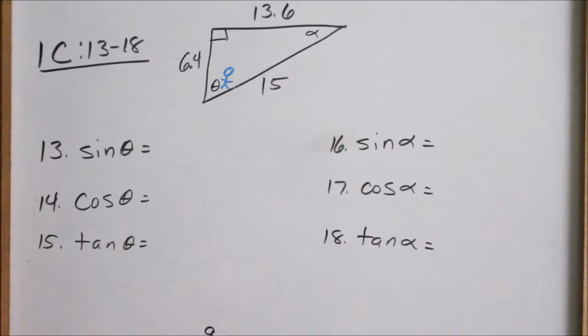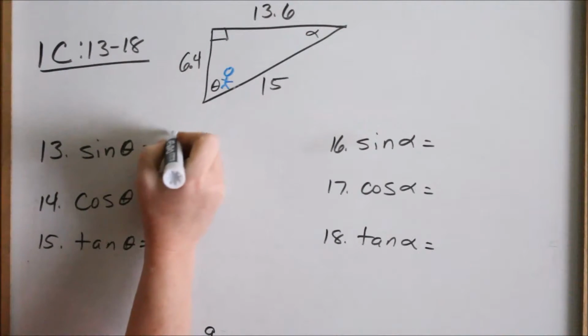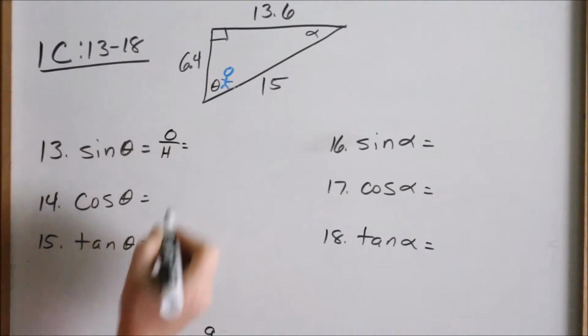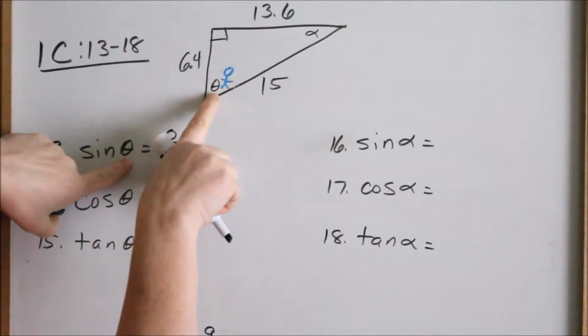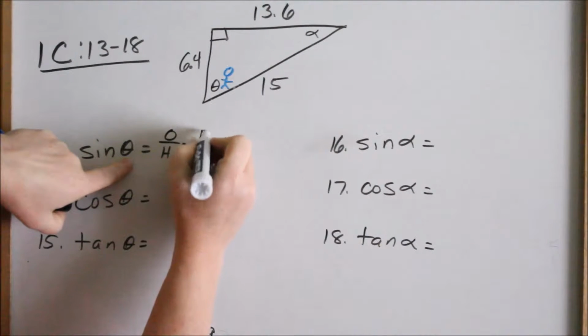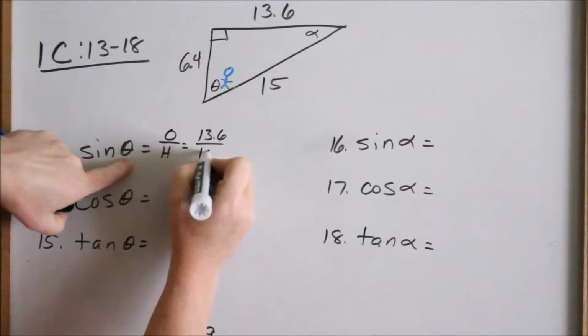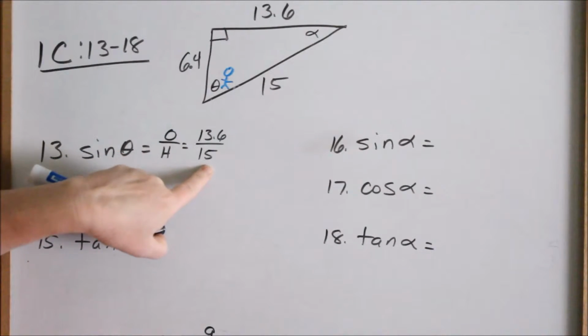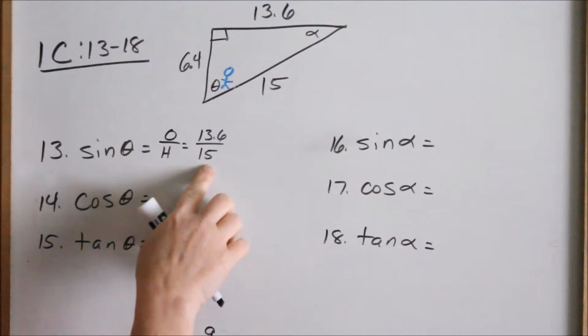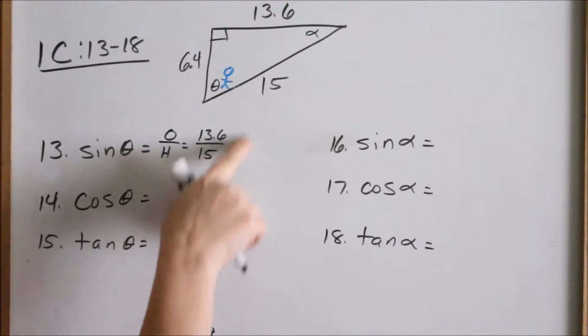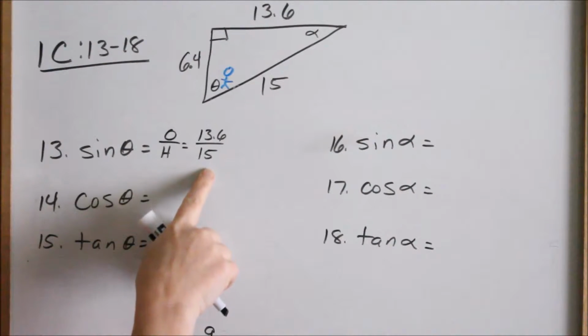So first thing we have is sine theta. Sine is opposite over hypotenuse. If you're standing right here at theta, the side opposite of you is the 13.6 and the hypotenuse is 15. The issue with this fraction is I have a decimal in a fraction. A decimal is just another way to write a fraction, so it's usually not the best format to have a decimal within a fraction. Even though this is not wrong, it's not the best format.